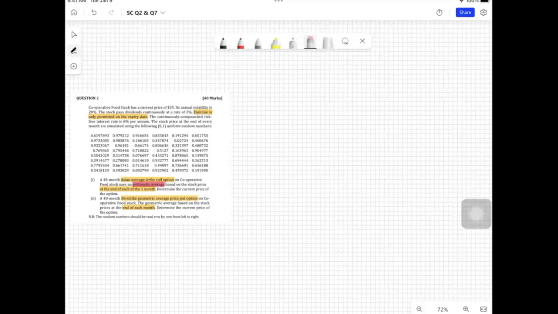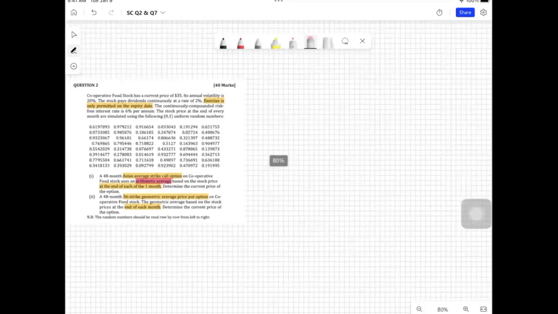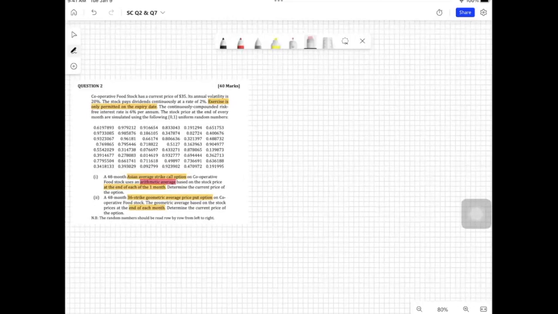So question one is on Asian options, and this is a European style Asian option because it has been mentioned that exercise is only permitted on the expiry date. So basically, we are given a bunch of numbers here, and these are randomly generated numbers in the interval of 0 to 1.